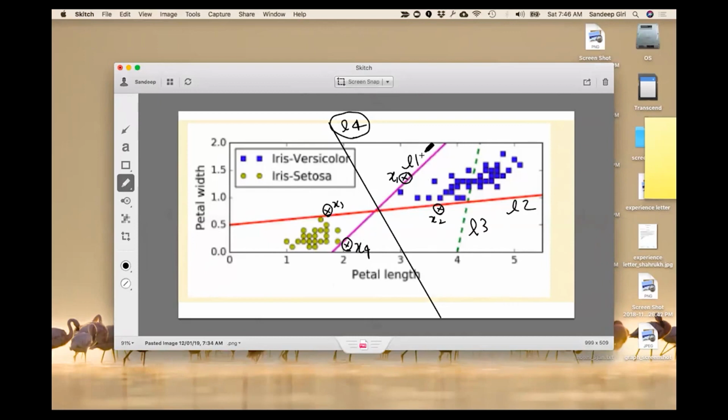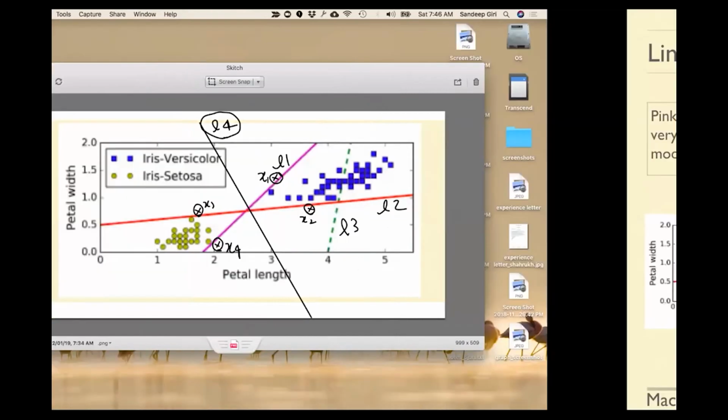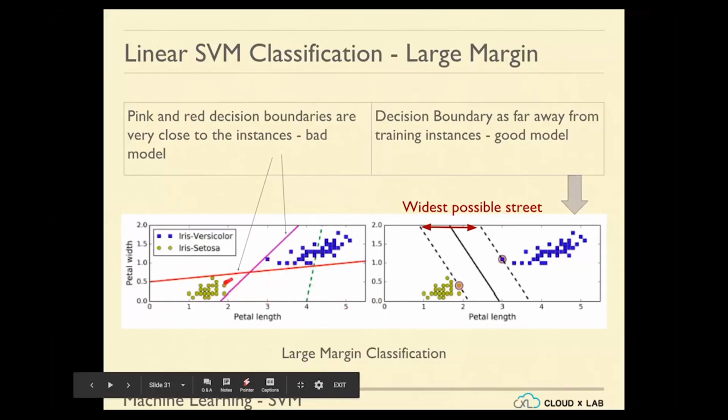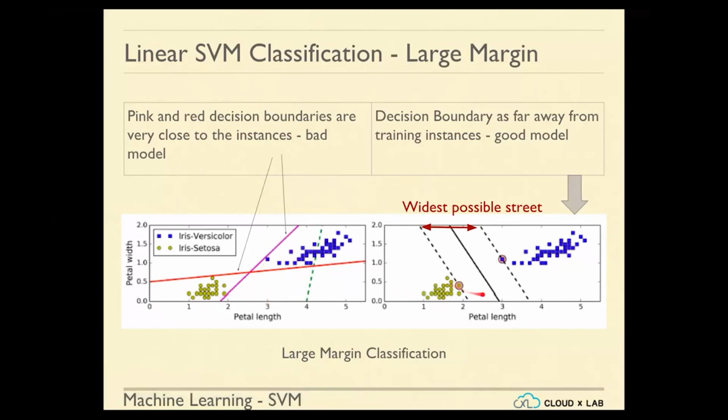So as per L1, X1 and X4 are being misclassified. As per L2, X2 and X3 are being misclassified, while L4 seems to do a good job, correct? So instead of fitting a line which is very close to the data points, what we do in case of SVM is we try to figure out a line which is at the middle of this wide street.